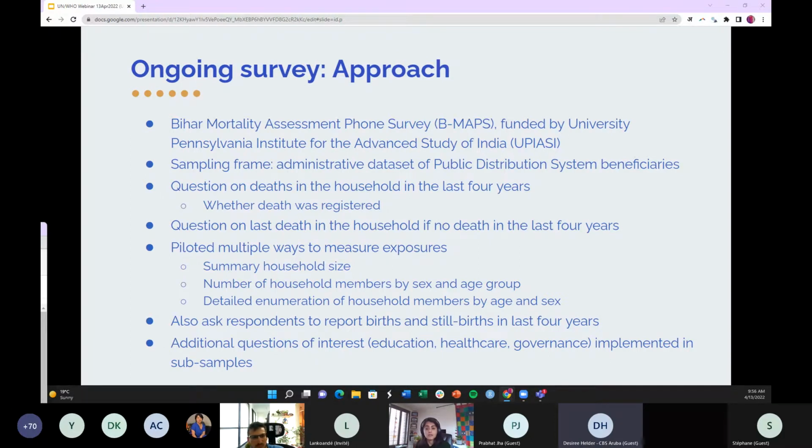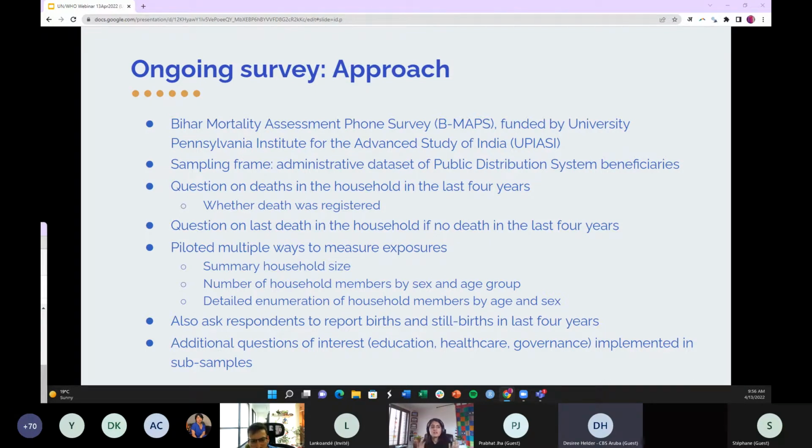The sampling frame, again, remains the administrative data set of PDS beneficiaries that I mentioned. Here the questions are slightly different. Of course, we are asking for a longer time period, so we have questions on deaths in the household in the last 4 years. We also ask whether those deaths, if reported, were registered officially. We have questions on the last death in the household if no death is reported in the last 4 years.